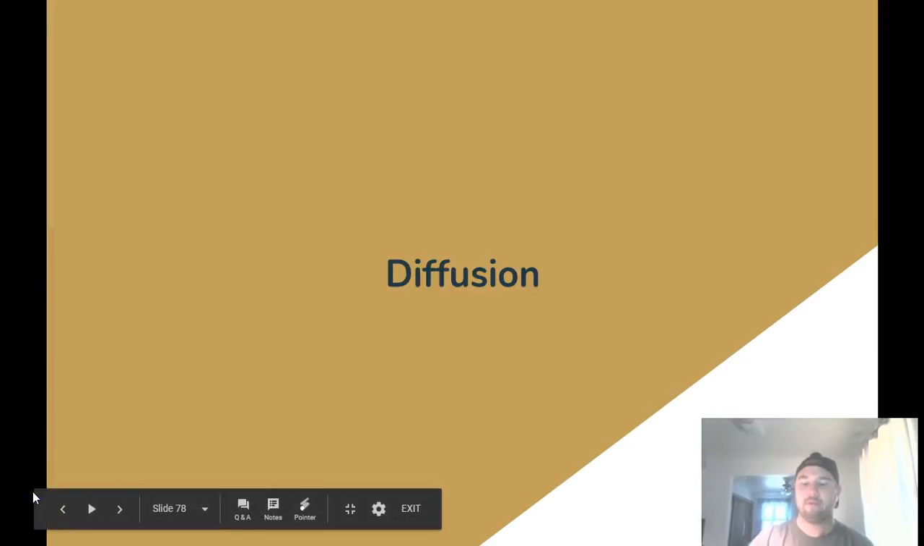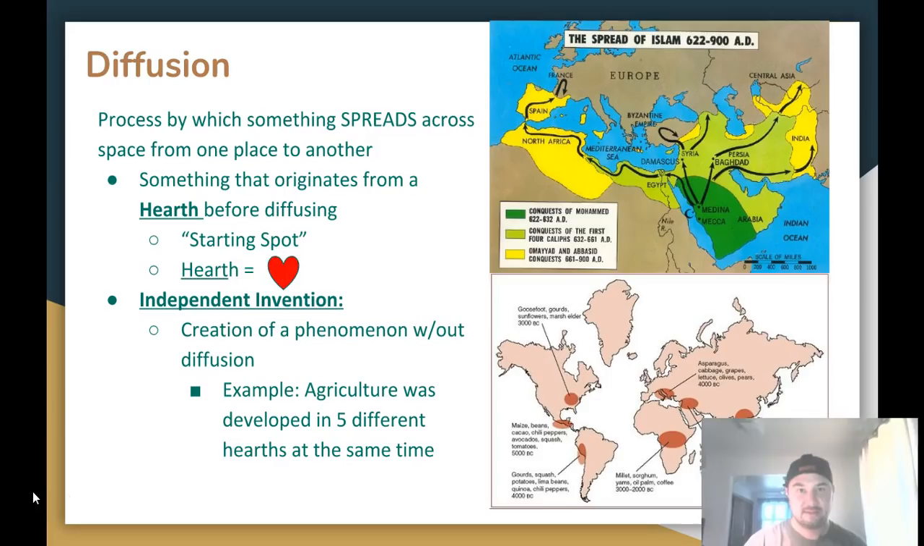All right, now again, remember, diffusion is just simply how something spreads. There has to be a rhyme or reason why places are alike and why they're different. Diffusion helps you explain that.